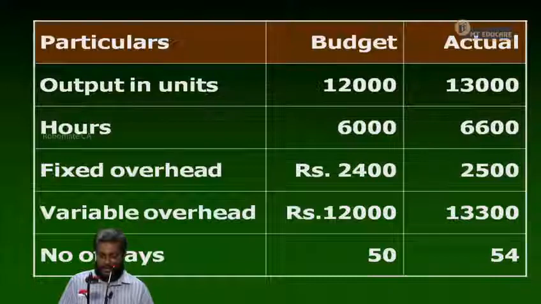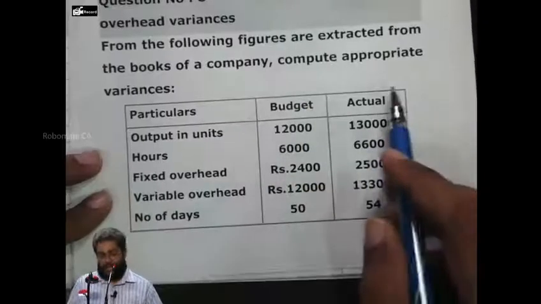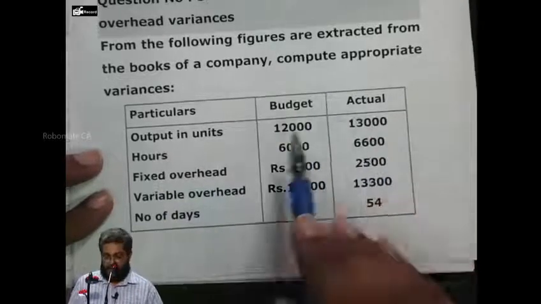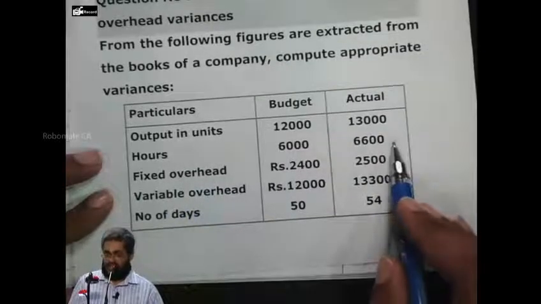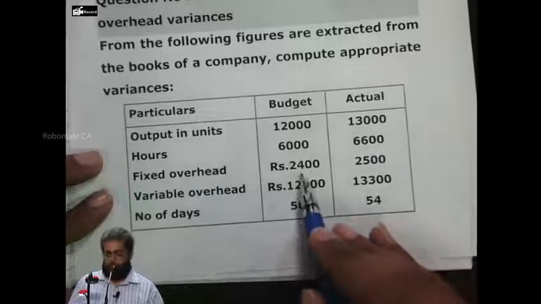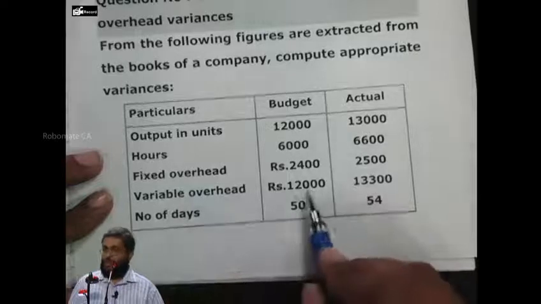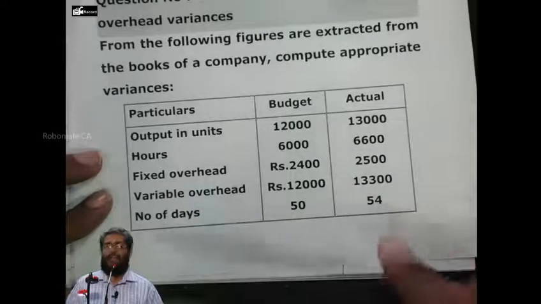From the following figures of the books of a company, compute the appropriate variances. First column is budget, second column is actual. Output, budget 12,000, actual 13,000. This is BO, that is AO. Hours 6,000, 6,700, BH and AH. Budget fixed overhead is 2,400, BFO, and AFO is 2,500. BVO 12,000, AVO 13,300. Number of days 50 and then 54.